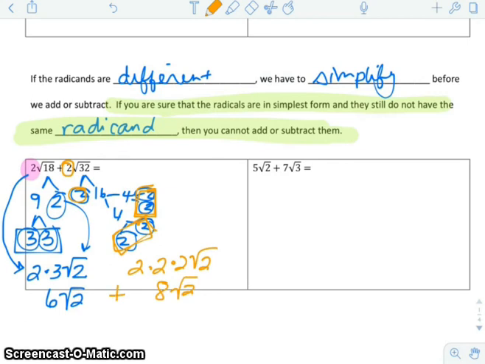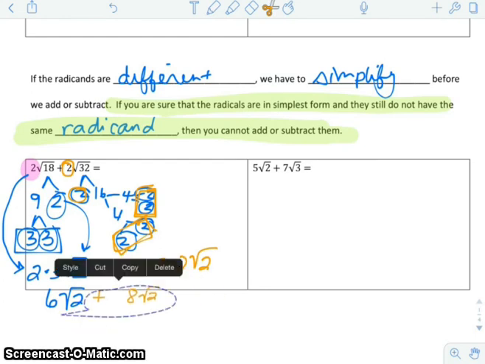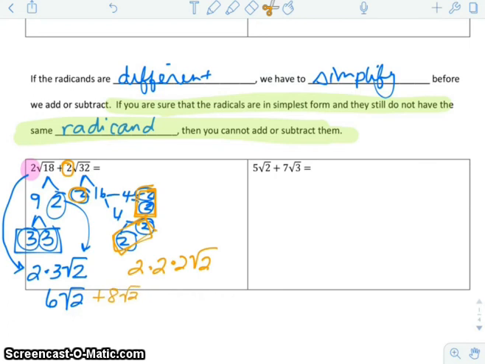So now I'm looking at 6 radical 2 plus 8 radical 2. Now my radicands are the same, so now I can worry about adding or subtracting them. 6 radical 2 plus 8 radical 2 leaves me with 14 radical 2 as my final answer.